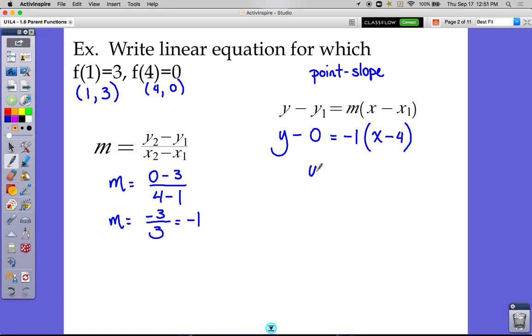y minus 0 equals negative 1 times x minus 4, so negative 1 times x, negative 1 times negative 4. And there is my equation of a line that goes through the points 1, 3, and 4, 0. And you can plug in those x and y values and see if those give you true statements, and in fact they will.